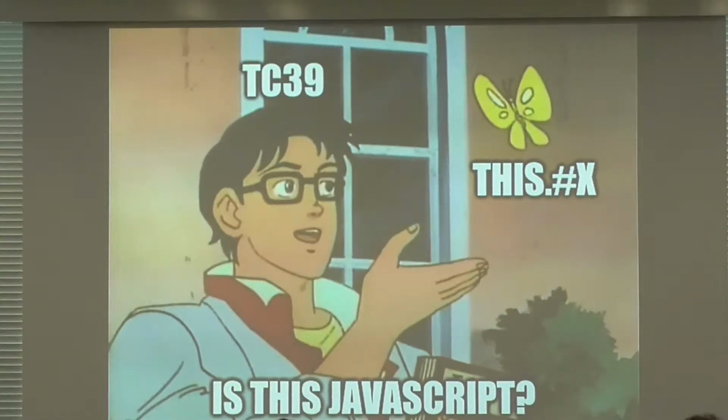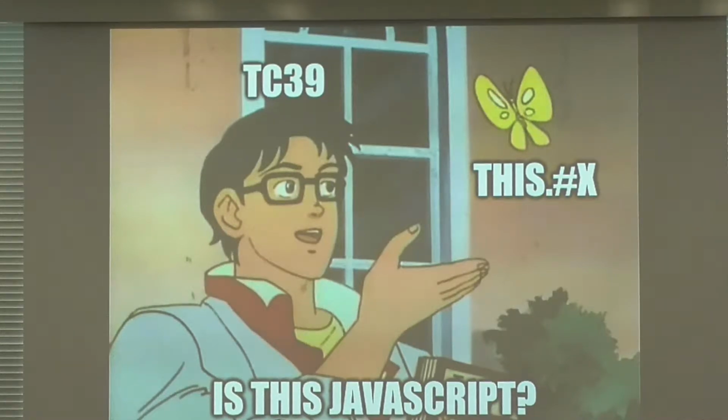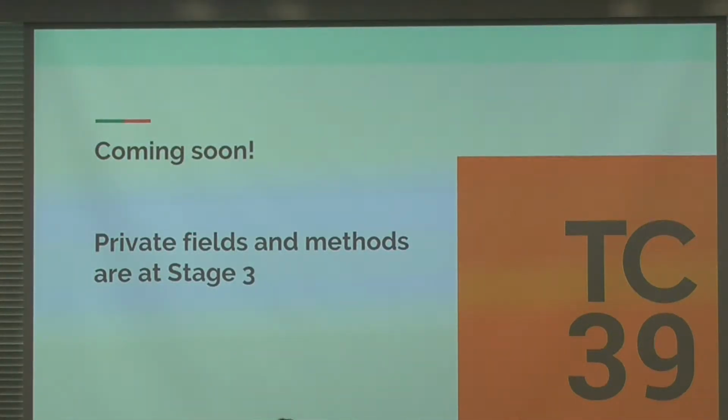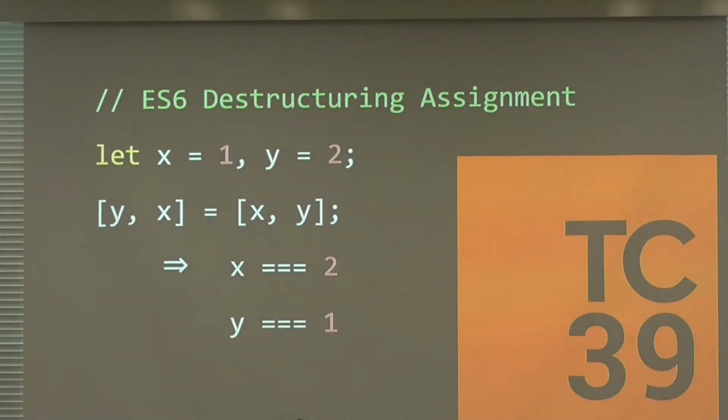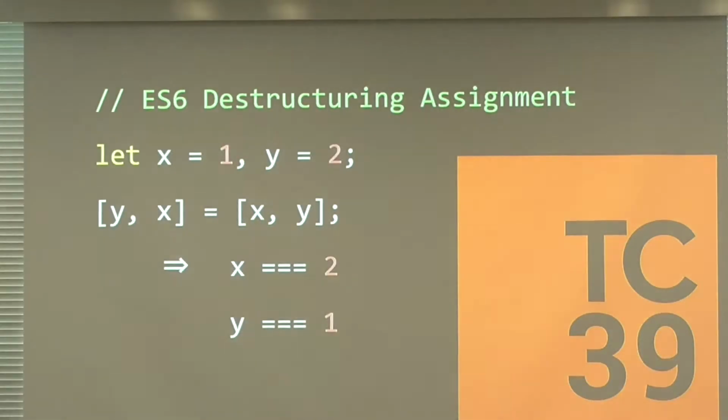But is this JavaScript? It doesn't look like the JavaScript that I know. Well, it's coming soon. Private fields and methods are at stage 3 in TC39's process. So what is TC39? Well, remember ES6 or ES2015? That brought you features like destructuring assignment, where you could do something like define x and y as 1 and 2, and then swap them using this convenient array syntax. Just like you can in Python, you just put x, y on the left-hand side, and it unpacks the array to the other array and swaps them.